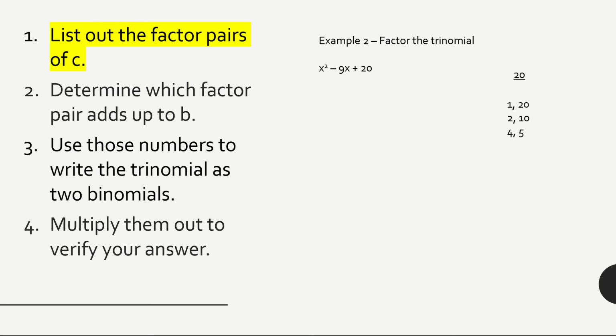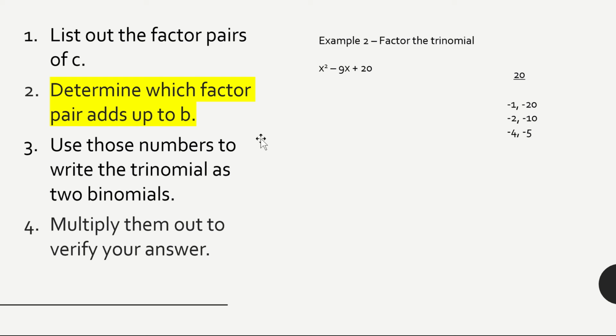So then what we're going to do is determine which of these factor pairs adds up to B, which is negative 9. But notice, you guys, that B is negative. It's going to be negative 9, okay? So when B is negative, that means that all the factor pairs should also be negative. Now notice that when you multiply two negatives together, you get a positive. So these are still the factor pairs, but they need to be negative because the middle term is negative. Okay, that's the reason why.